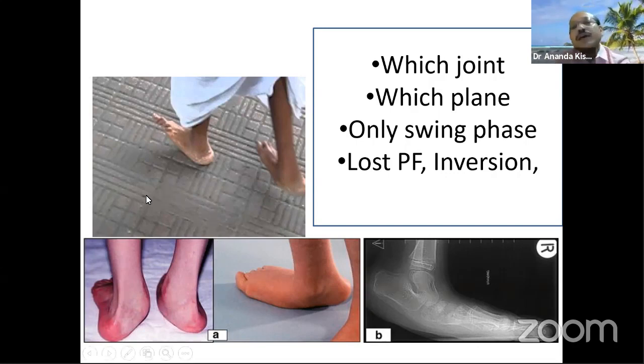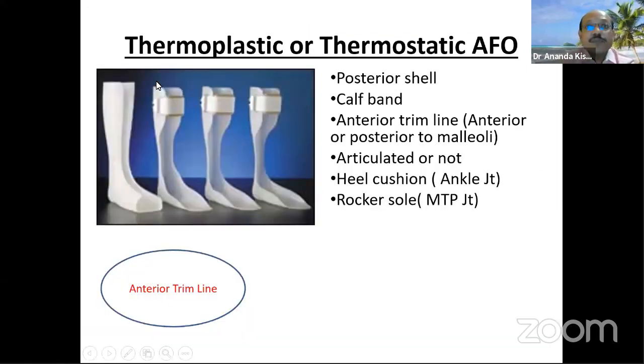Or if it is a modern variety of orthosis, that should be the modern variety AFO. See, these are the modern thermoplastic ankle foot orthoses. See, what are the parts? This is asked in the examination. This is the posterior shell. This is the cup band. You can see here the anterior trim line. This is the anterior trim.